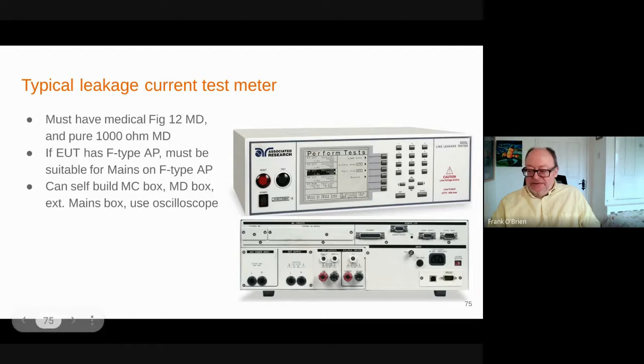Make sure they can do the F-type applied part if that's applicable to you. That can cause a lot of leakage within the meter, and some meters aren't compatible for that. The meter will be in parallel with your product, and you'll get a lot of current if the meter's not suitable.